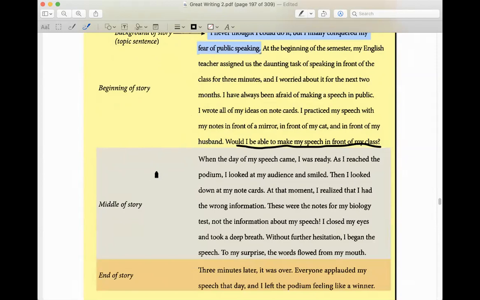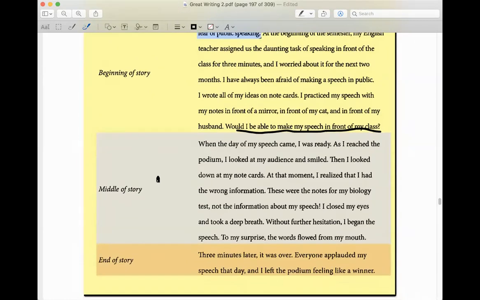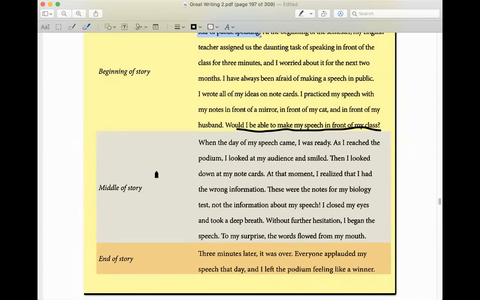As I reached the podium, I looked at my audience and smiled. Then I looked down at my note cards. At that moment, I realized that I had the wrong information. These were the notes from my biology test, not the information about my speech. Oh no. I closed my eyes and took a deep breath. Without further hesitation, I began the speech. To my surprise, the words flowed from my mouth. Wow, this is exciting. I did not expect this to happen.